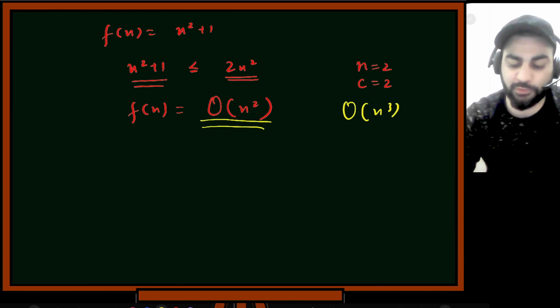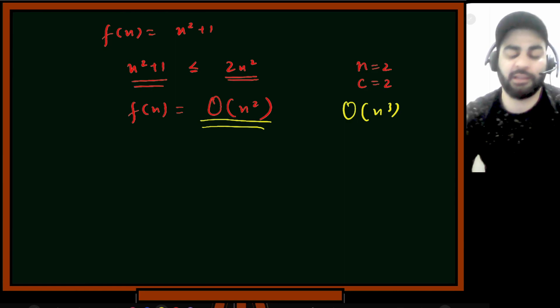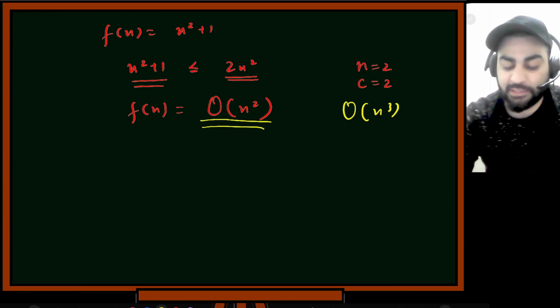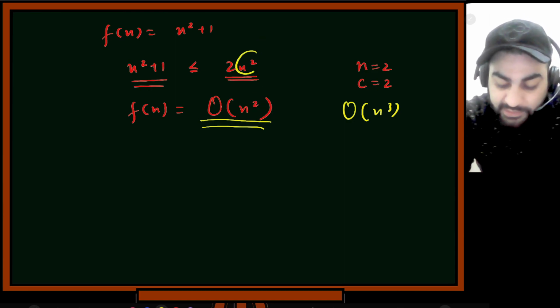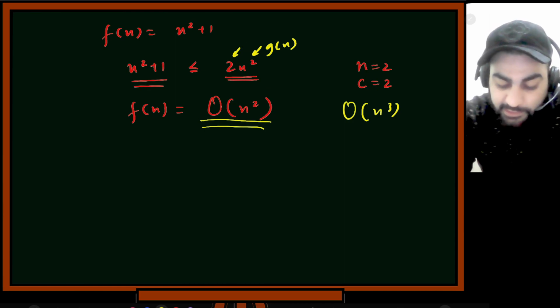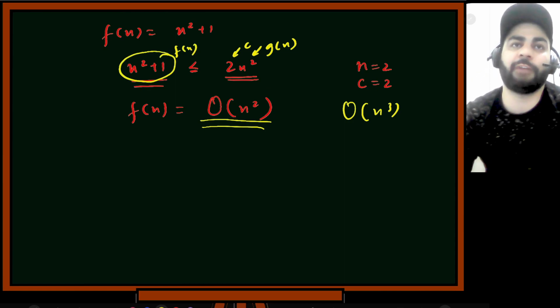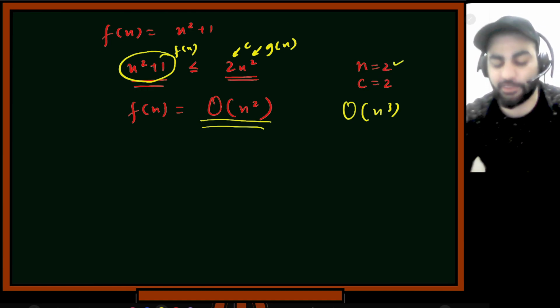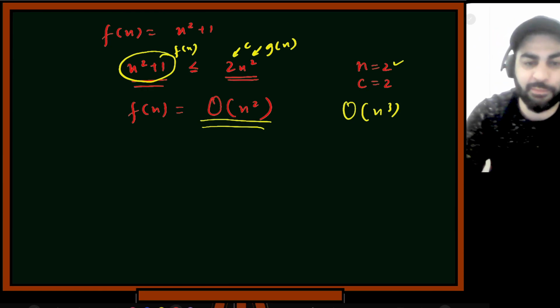But this is the tighter upper bound if you want to give a tighter upper bound. We ignore these terms, like this 2 and other things like that. This n square is basically the function. So this is our g of n, this is our c, this is our f of n, and we see after what value it always surpasses the value of the function, that is over here n is equal to 2. Taking one more example so that it becomes clear.